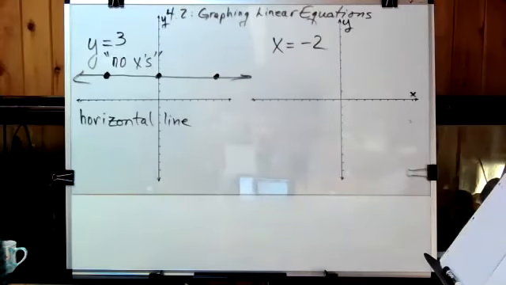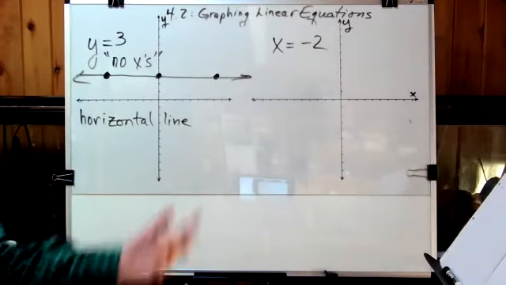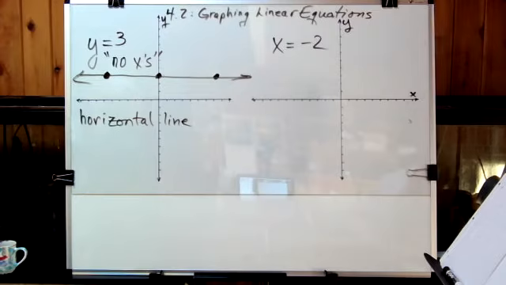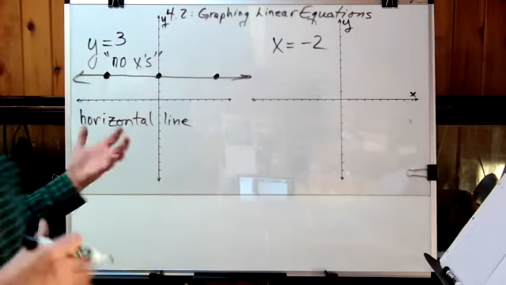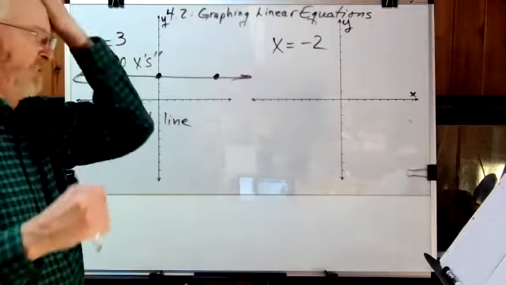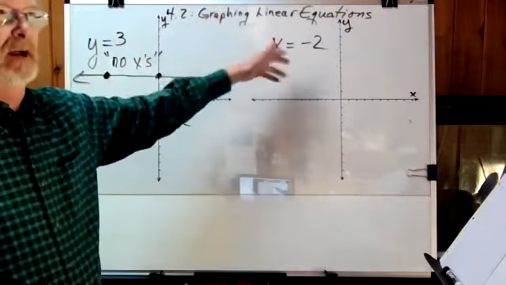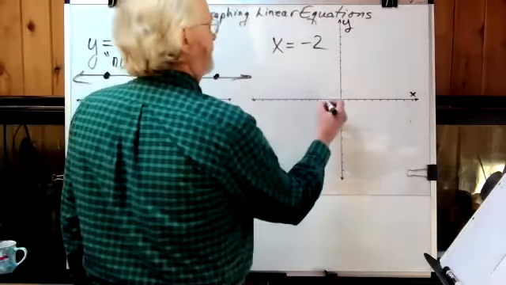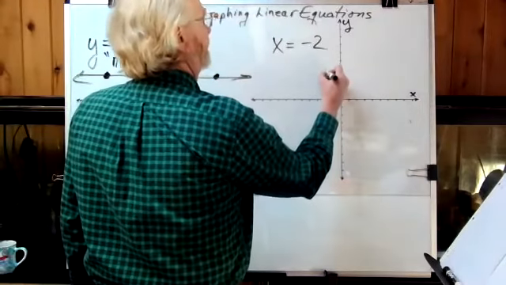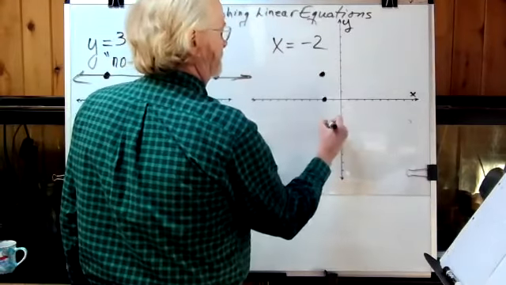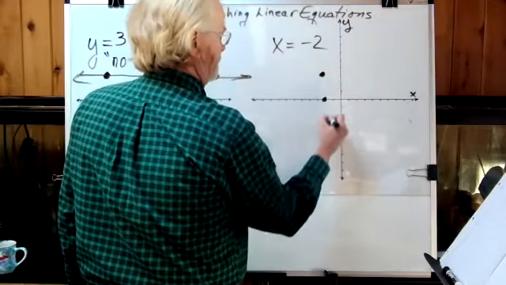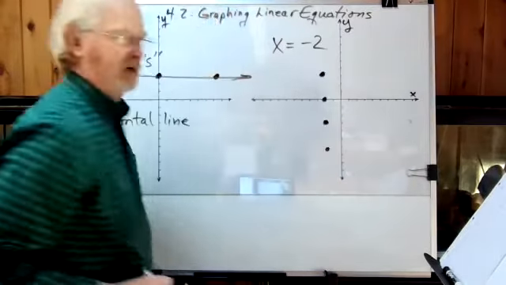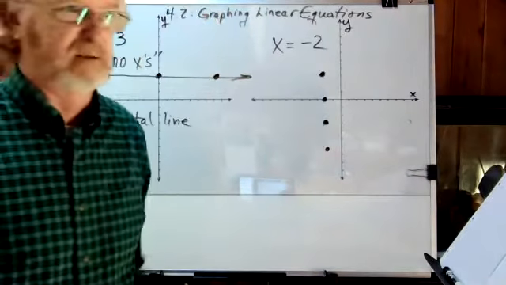Here's the other one. There's no y's. X is always -2. You want to be able to step back and look at that and say, okay, which one is this? Oh, X is always -2. No matter, there's no y in there to change it. X is always -2.